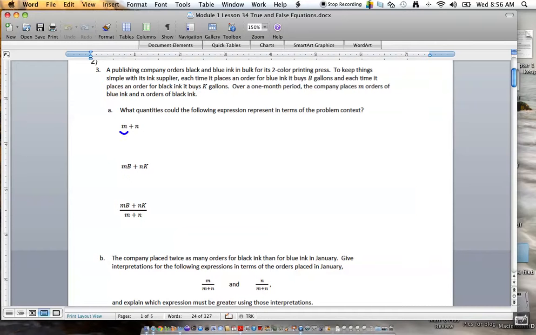What do you think M plus N is? Well, what does M represent again? The number of orders of blue. And N represents what? Number of orders of black. So what is M plus N? The total number of orders. Good. Now the next one says MB plus NK.